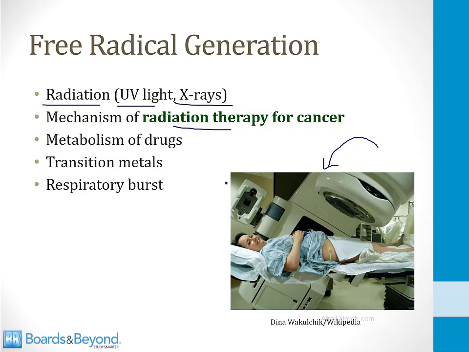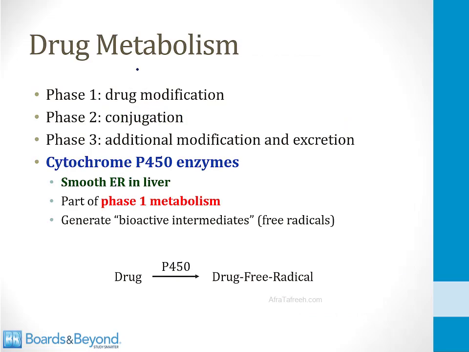Now, in addition to radiation, a couple of other mechanisms by which free radicals are generated inside of cells include metabolism of drugs, transition metals, and something called the respiratory burst. And in the next few slides, we'll talk about these three things. The metabolism of drugs in our body is classically divided into three phases. In the first phase, drug molecules are modified. This often happens in the liver. In the second phase, drug molecules are conjugated to other molecules. In the third phase, there can be additional modifications to the drug molecule and ultimately excretion.